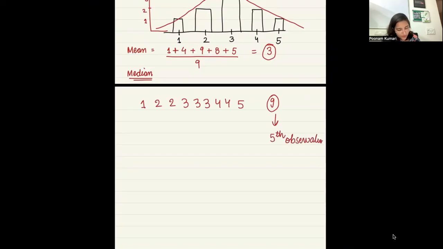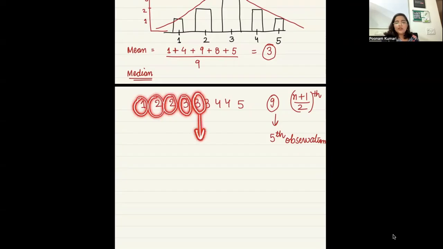Because what we will do is n plus 1 divided by 2, whatever that observation is. So which observation is that? The fifth position: 1, 2, 3, 4, 5. This is my fifth position, and this is 3. So what is my median value also? 3. Yes, 3 is my median value.